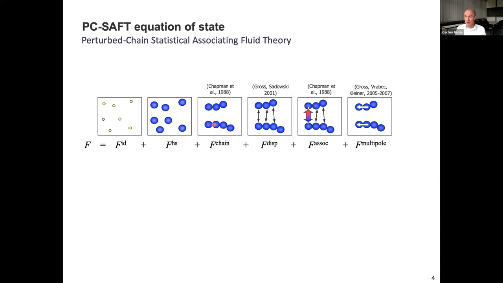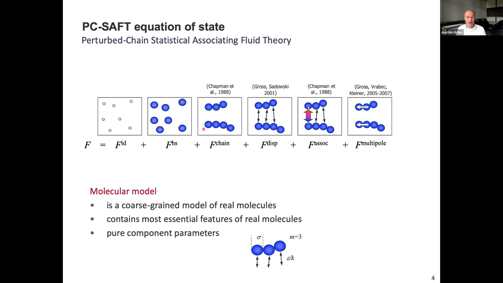And so the molecular model shown here is coarse-grained. We assume molecules to be composed of chains of spherical segments. But the molecular model captures the essential characteristics of real molecules, the non-spherical shape and various interactions. And the various interactions can be van der Waals-like interactions. We refer to them as dispersion, but can also be highly directional interactions of short range, like hydrogen bonding. And we refer to that as association. And can also be directional interactions, longer range, and that's dipolar, quadrupolar type of interactions. So the functional we're using is based on this equation of state.